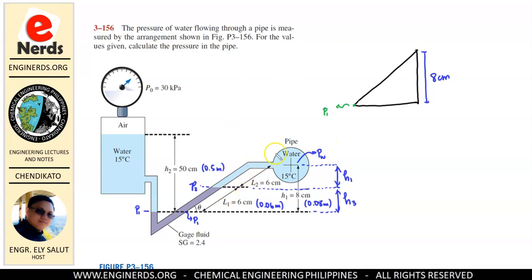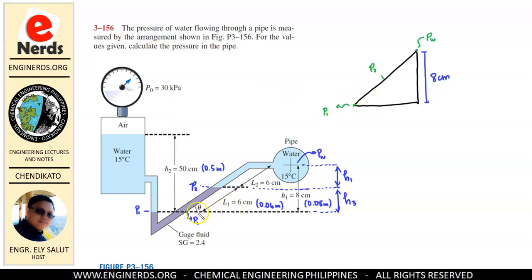Now, at the end of our inclined manometer, we have PW at the end. So, this will be the area for PW. And then, somewhere here is our P2. Okay, from P1 going to P2. So, this will be P2. Okay, so, may mga given points na tayo.